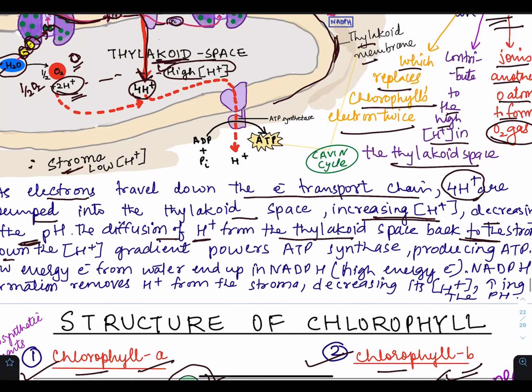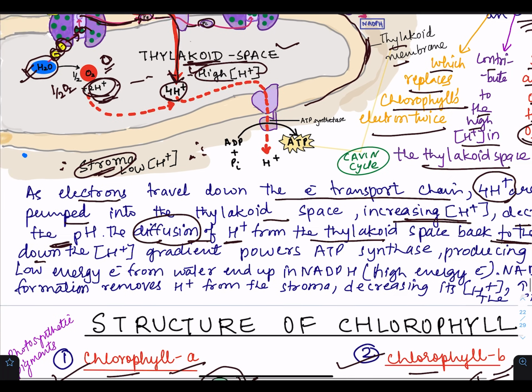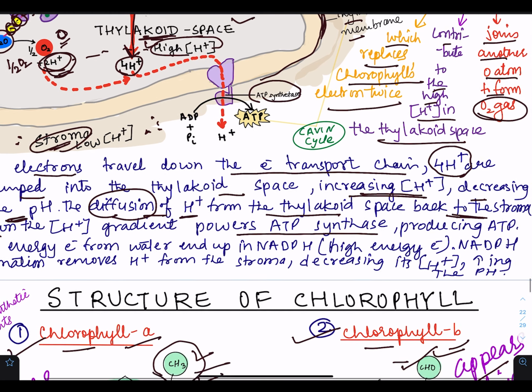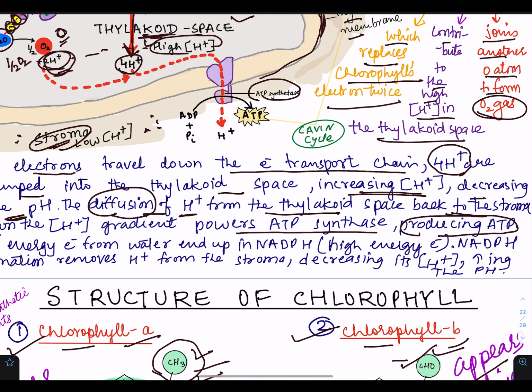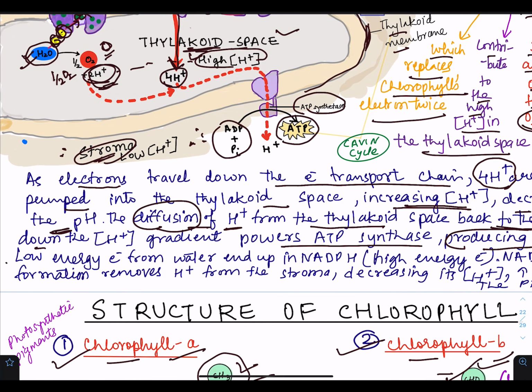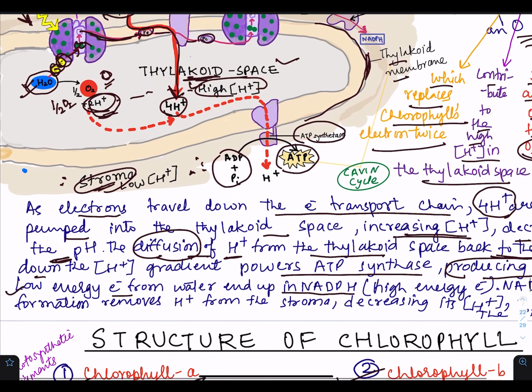Now, the diffusion of hydrogen ions from the thylakoid space to the stroma, this is the stroma, powers the ATP synthase. This is the ATP synthase. So, what happens? Producing ATP. This is how ADP is converted to ATP. And low energy electrons from water end up in NADPH.